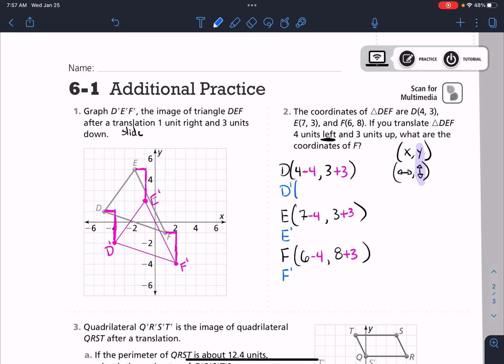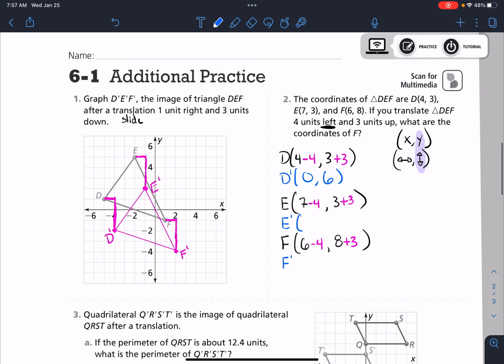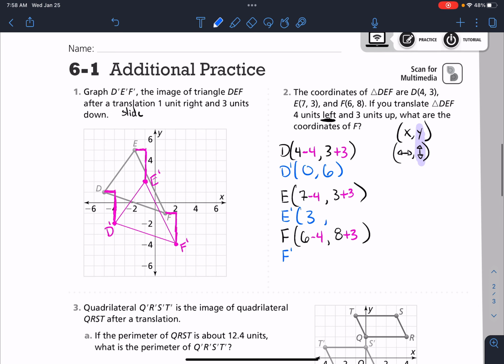And I can actually tell you those coordinate points. So 4 minus 4 is 0. 3 plus 3 is 6. And then E would be 7 take away 4 is 3. And then 3 plus 3 again is 6. And then F prime would be 6 take away 4, which is 2. And then 8 plus 3 is 11. So these would be the new coordinate points for your new triangle.